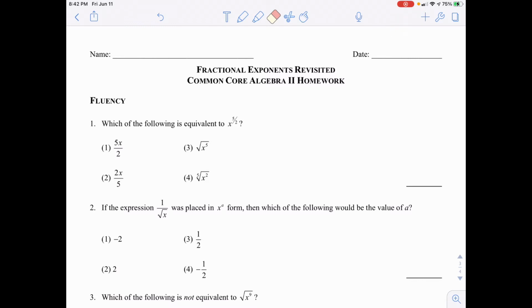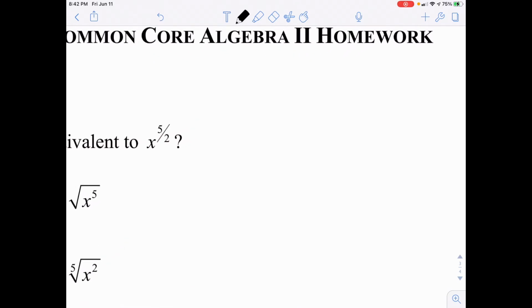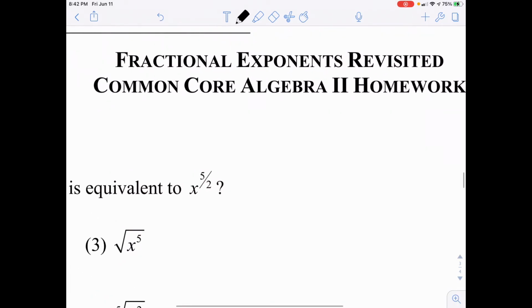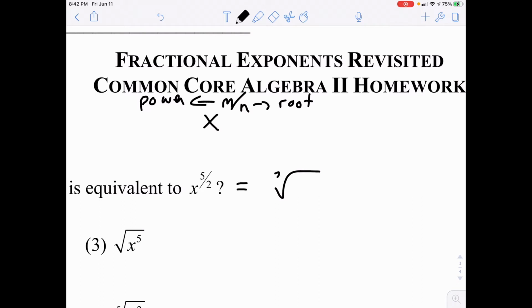Let's take a look. Number 1, which of the following is equivalent to x to the 5/2 power? Well, we can start by remembering that x to the m over n, where m is the power and n is the root, we can rewrite this as the square root of x to the 5th power, which is just simply written like this. We don't need to write the 2.